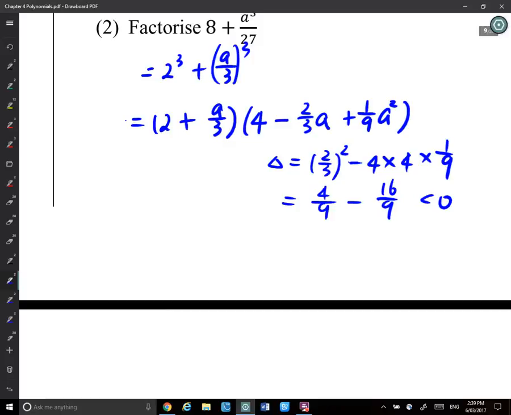Every time you use the a cubed plus b cubed or a cubed minus b cubed formula, what is left for the quadratic will not be factorizable for sure. You don't even need to test it. Which formula have I used to write that? The a cubed minus b cubed formula. Then the quadratic cannot be factorized for sure, without thinking, without testing. If you're not confident, you can test them, but if you know what formula you're using, it cannot be factorized for sure.